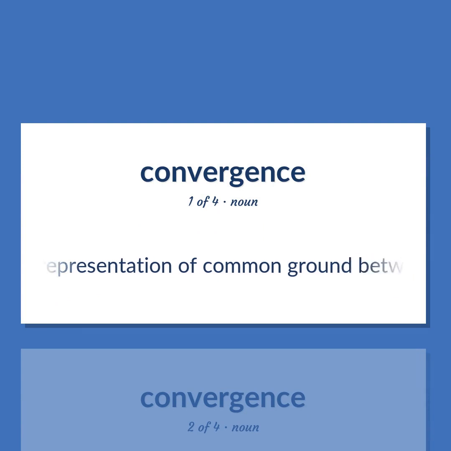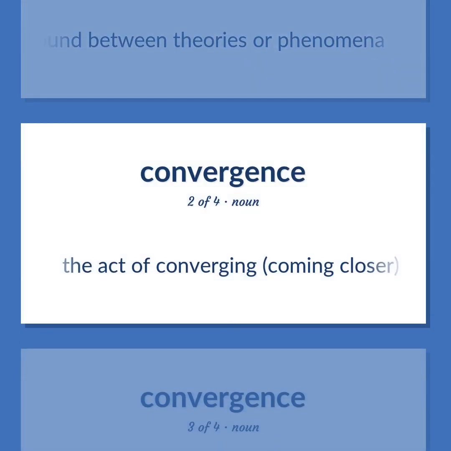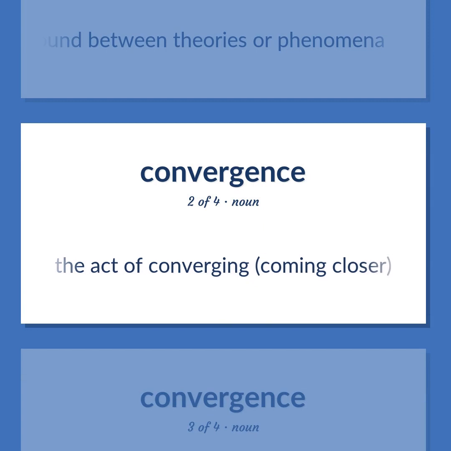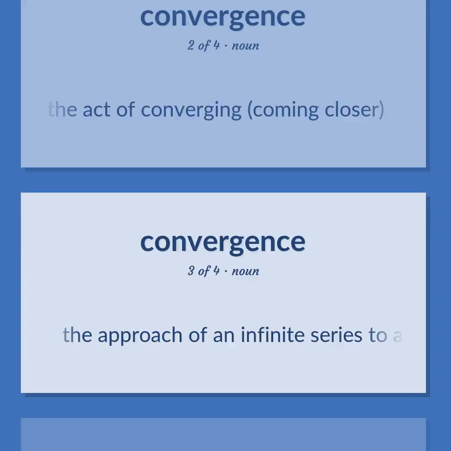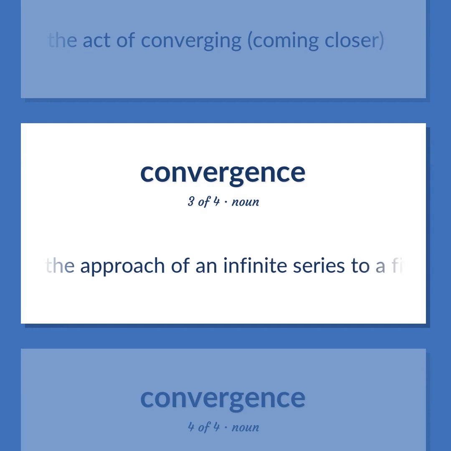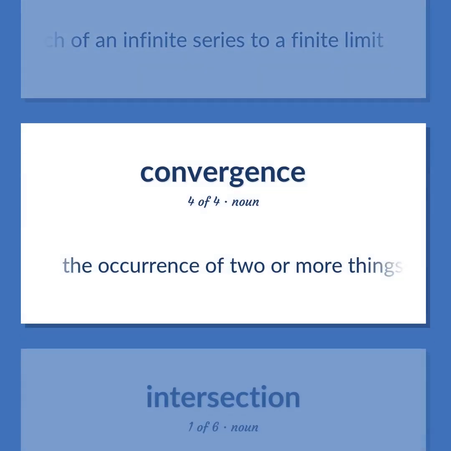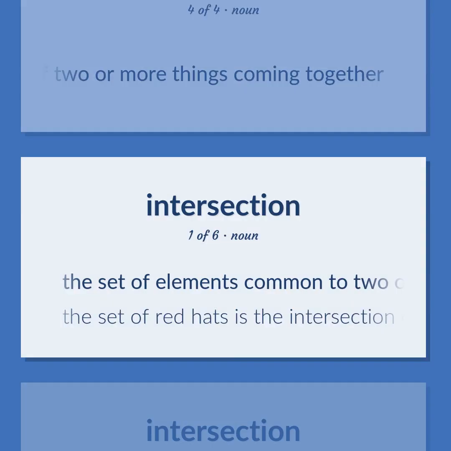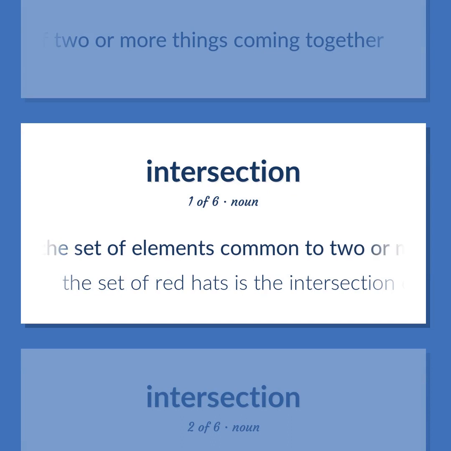A representation of common ground between theories or phenomena. The act of converging, coming closer. The approach of an infinite series to a finite limit. The occurrence of two or more things coming together. The set of elements common to two or more sets.